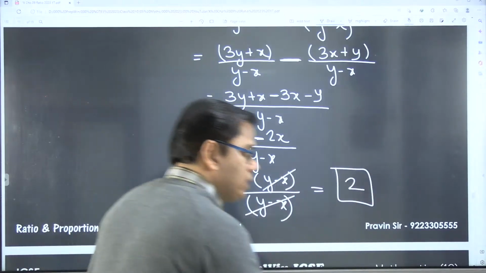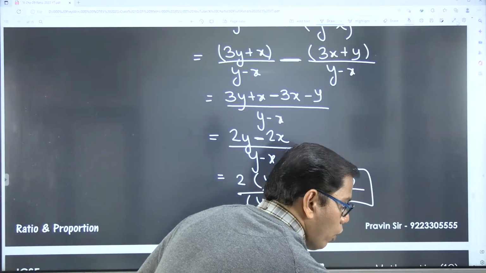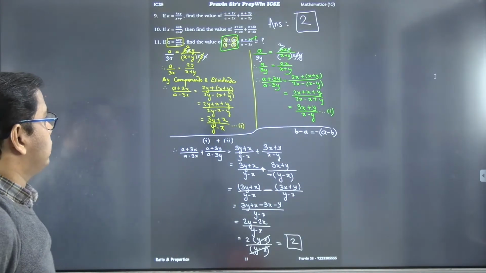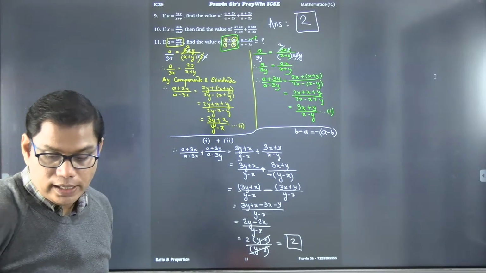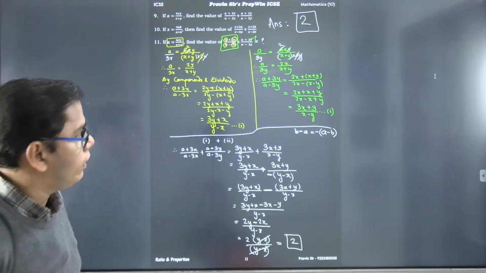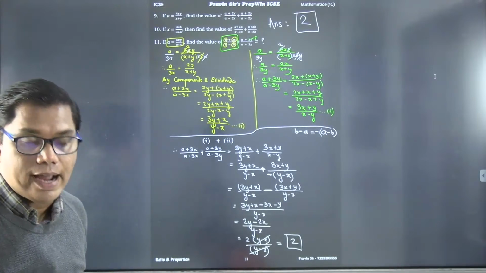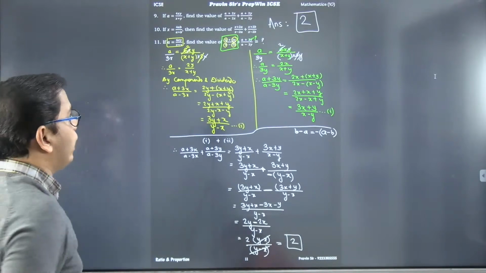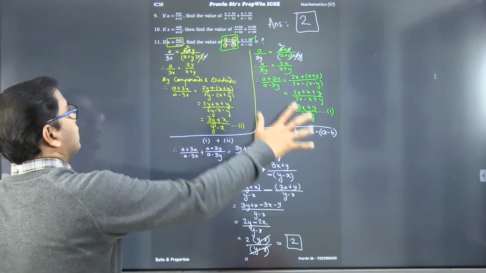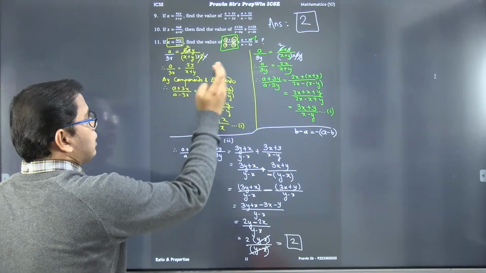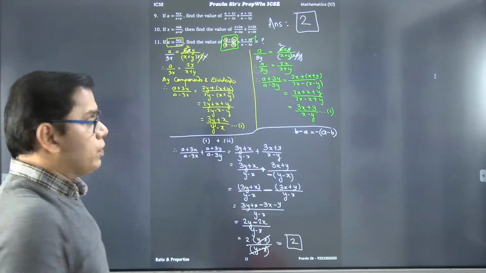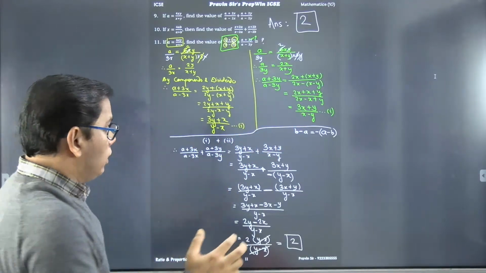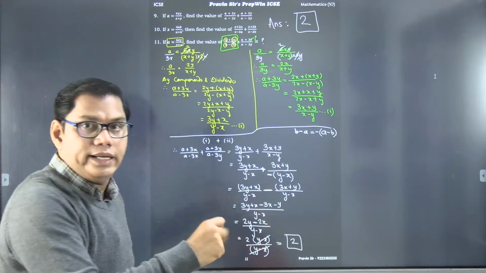So there are 3 questions. Whichever question it is, your answer will be the same, that is 2. I hope you can see this question. If you want, you can take a snapshot for future reference, or don't worry, I will definitely share this file in the description box. Are you getting it? To get the correct answer, there are many steps. You have used componendo and dividendo twice, got equation number 1 and equation number 2, then added equation 1 and 2. Now how do you deal with these terms?